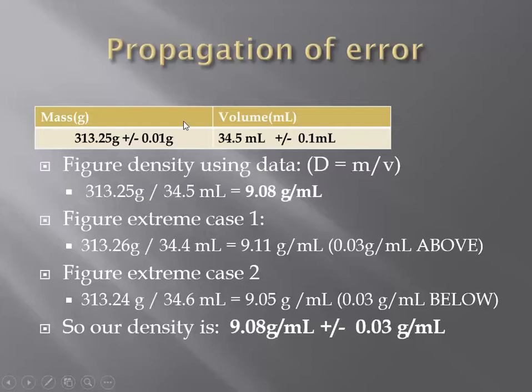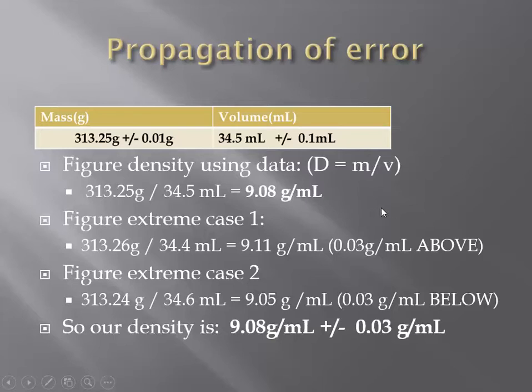Density is mass divided by volume. So suppose I'm just trying to find the density using these two numbers. What you're used to, and what you've done in other science classes, is you just divide them. Density is mass over volume, so we divide the two out. We get 9.08. The unit is grams per milliliter.